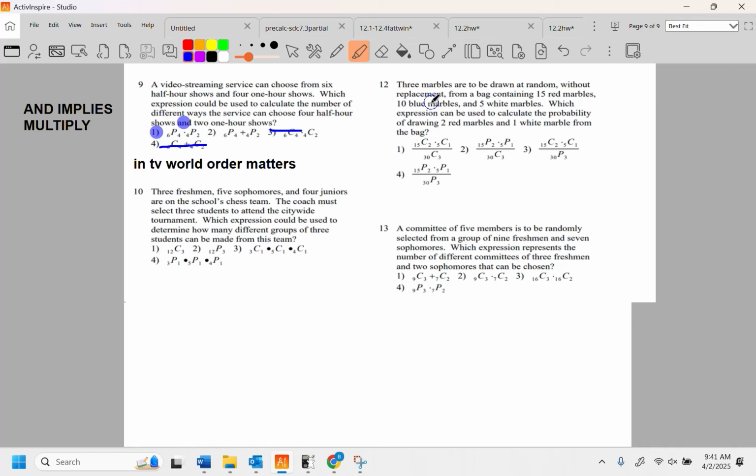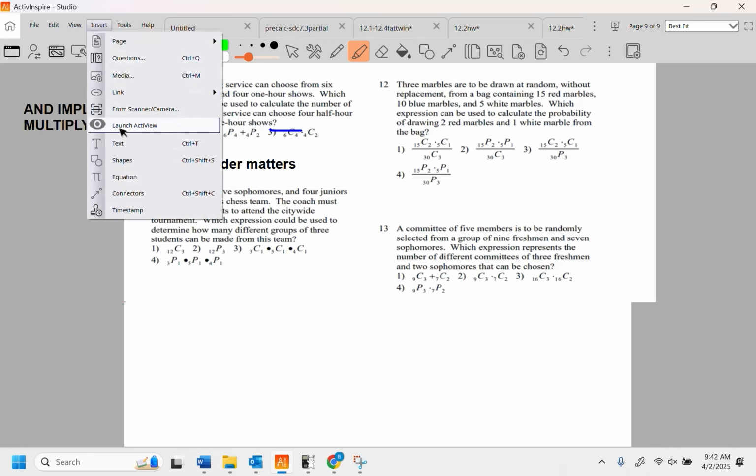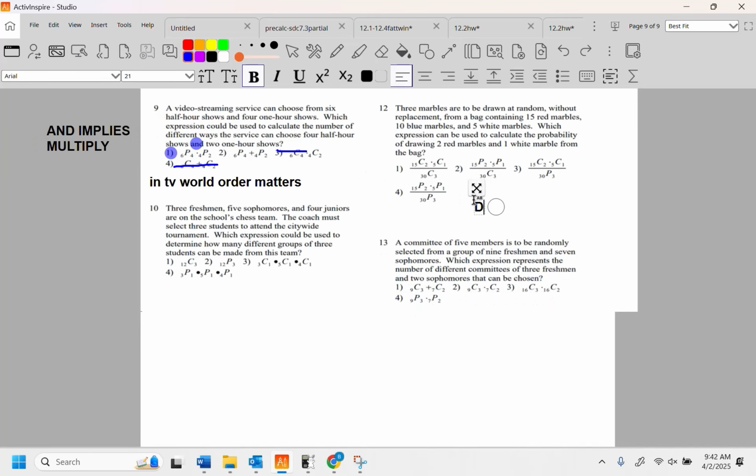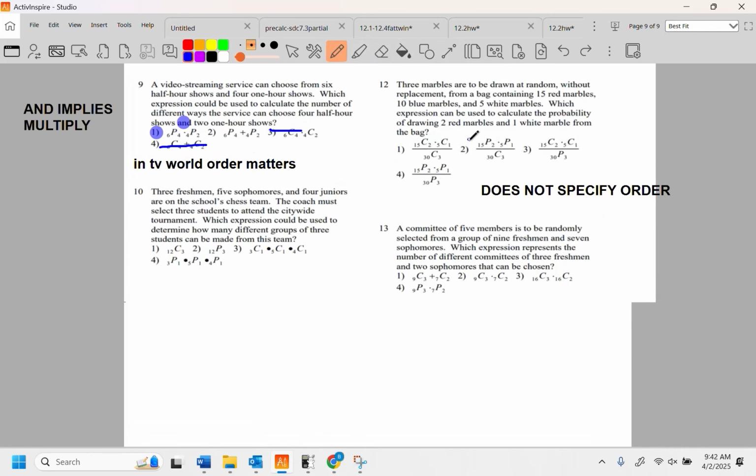12 is one that's actually on your twin, and I did a different method, so 12 is worth looking at. 3 marbles will be drawn at random without replacement from a bag containing 15 red, 10 blue, and 5 white. If you put 15, 10, and 5 together, you'll get 30, which you see in all of them. Which expression can be used to calculate the probability of drawing 2 red marbles and 1 white marble? It does not specify order, so pay attention to that. Because it does not specify order, it's going to have to be a combination. And you'll notice a couple of these have the letter P in them. Gone, gone, gone. That's simple, right?